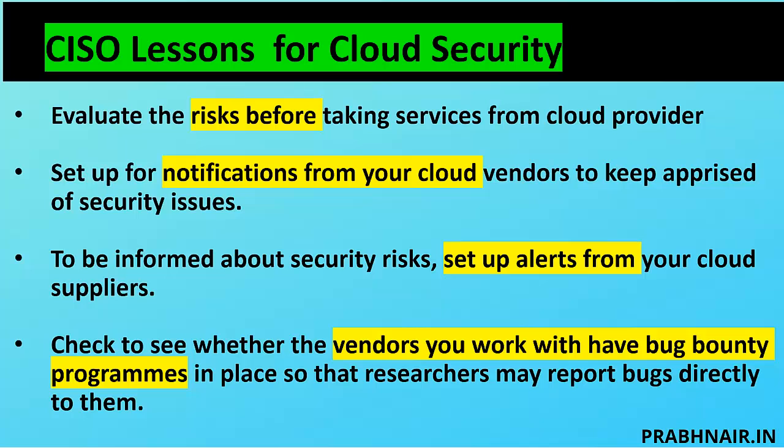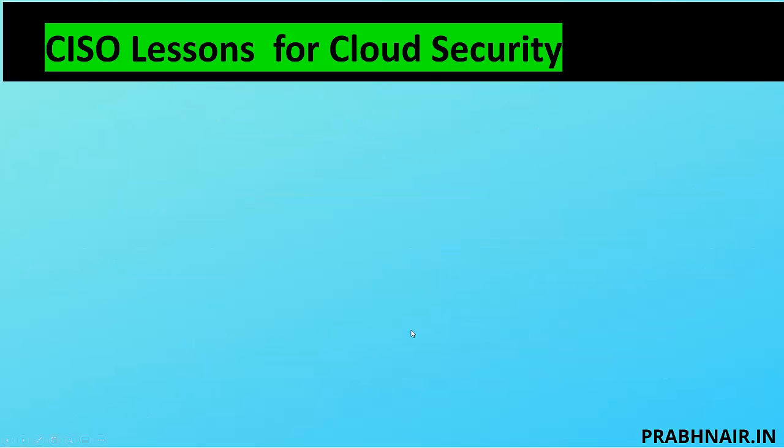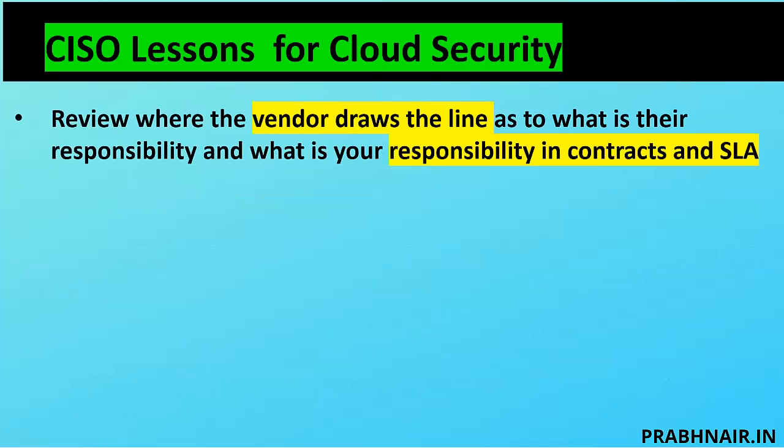So that is why we always prefer that they should have some kind of bug bounty programs, or review where the vendor draws the lines. You cannot assume, okay, in CCSP or in AWS security, everywhere it is mentioned, it is my responsibility. Not at all. Do not consider it like that. It's very important for you to understand what is your responsibility and what is the vendor's responsibility. And for that, you need to document the same in the contract.